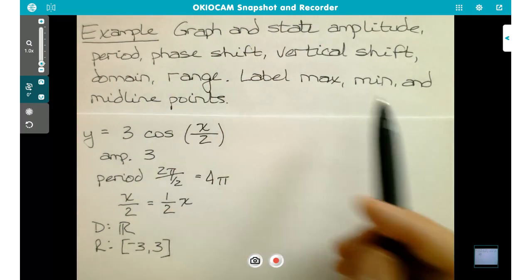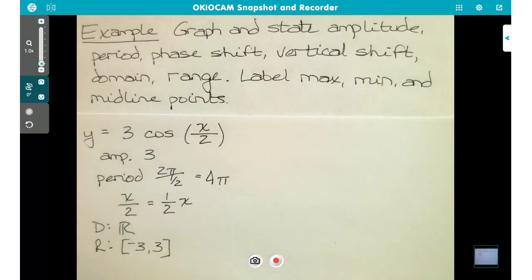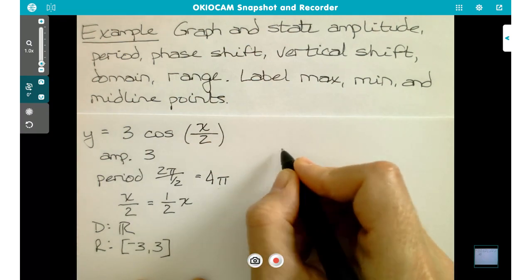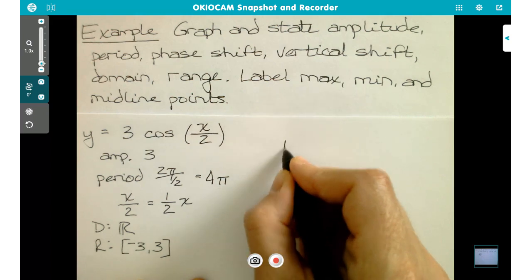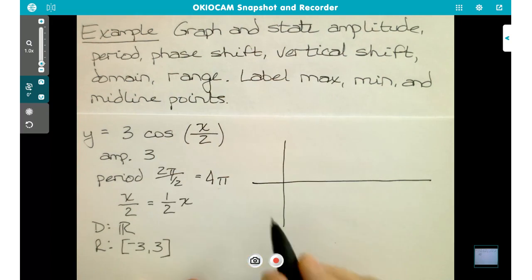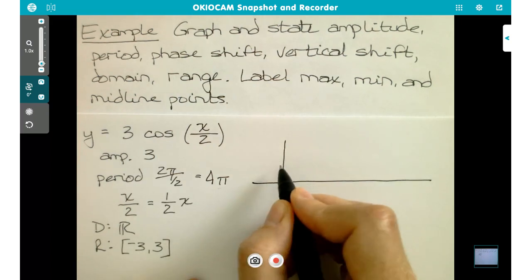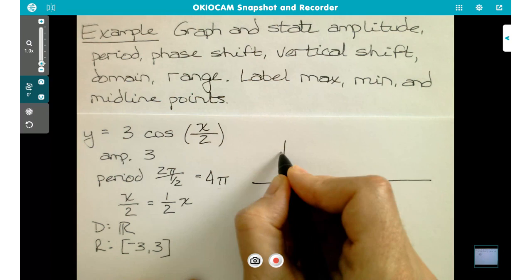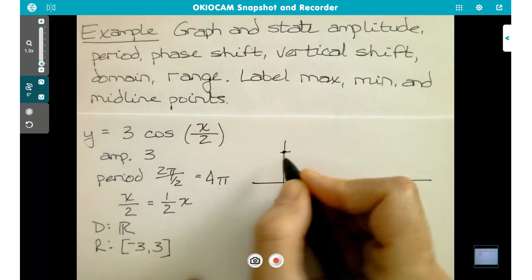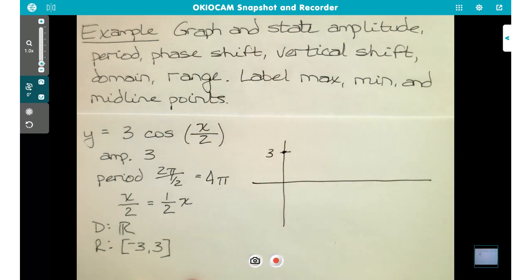So now we just need to graph. Label max, min, and midline points. You can put them as actual points, x comma y, or just make sure your axes are labeled at the appropriate places. And I'm almost always going to do it that way. Here we go. Okay, this is a cosine. It didn't shift up, down, or left, right. So it's going to start on the y-axis at its maximum, which is 3. It's going to go down at some point to its minimum, -3.